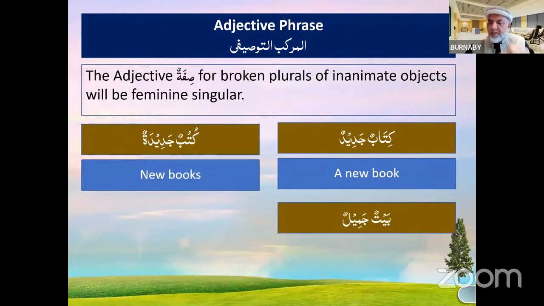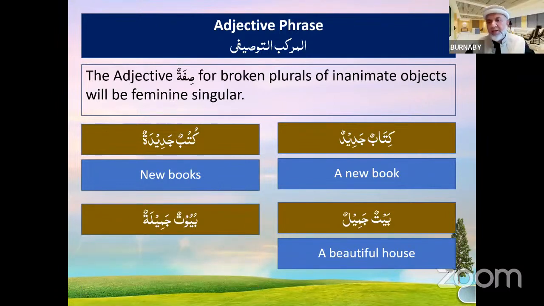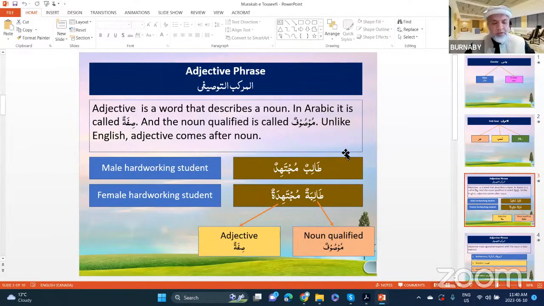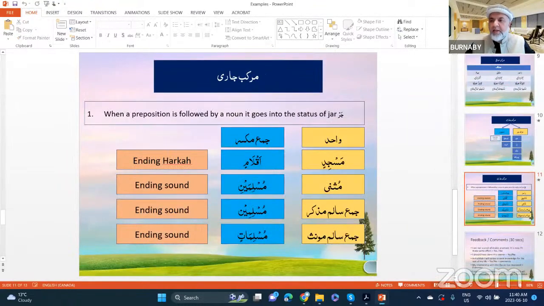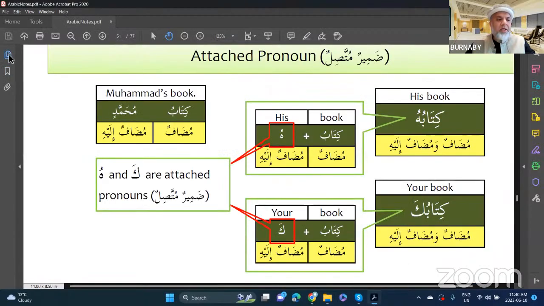Similarly, baytun jamilun, a beautiful house. Buyutun jamilatun. So, you're not going to say buyutun jamilataini, or jamilatani, or jamilatin, because for a non-living thing, a broken plural, you will require a feminine singular. Making sense? So this was on the Murakkab-e Tawseefi, and we still have a lot of material to cover on Murakkab-e Tawseefi. For that, I am going to give you a homework over here.